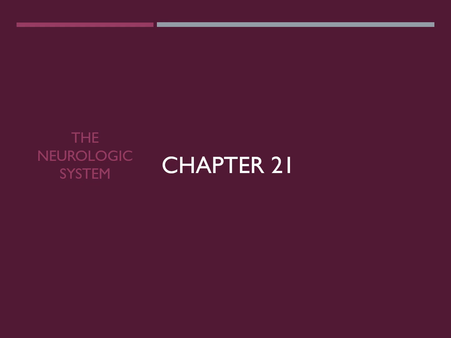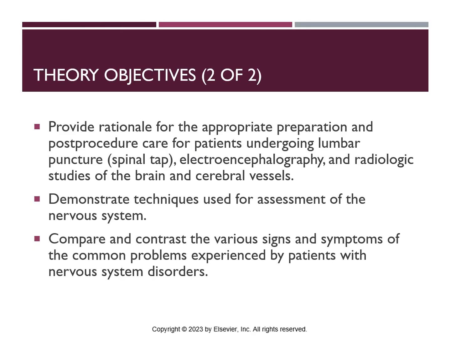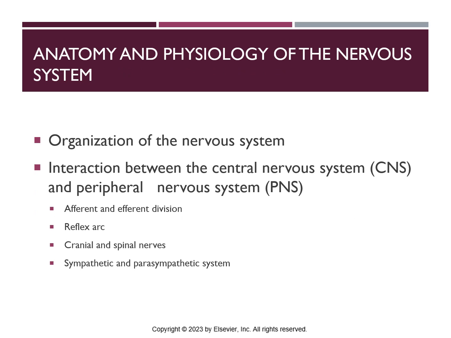This recorded lecture will be going over Chapter 21, the Neurologic System. The nervous system consists of the central nervous system, or the CNS, and the peripheral nervous system, or the PNS.